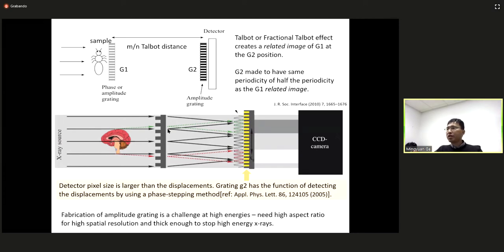Here is a picture showing how the structure looks. The beam passes through the object and gets deflected by the first grating, and we use a silicon crystal to analyze the deflection of these signals, which is collected by a CCD camera.